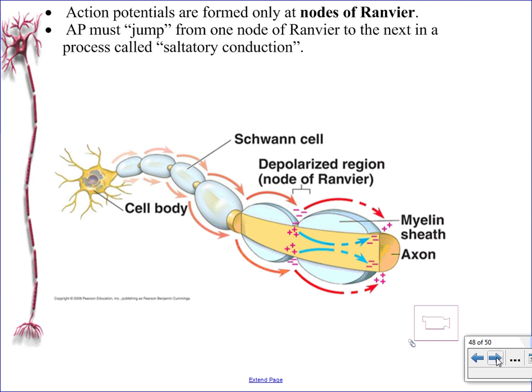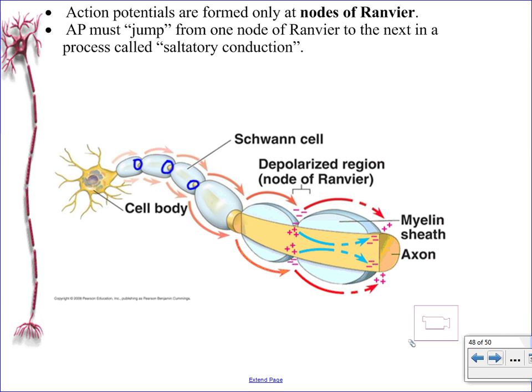So what happens is you still need to get an action potential. You still need to have the message traveling down the length of the neuron. But where you can have that action potential is only in the gaps between the myelin sheath. These gaps, a very, very small distance, are called the nodes of Ranvier, and that is the location where you get the action potential.